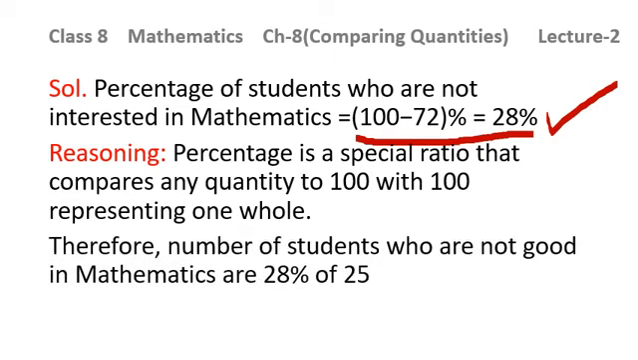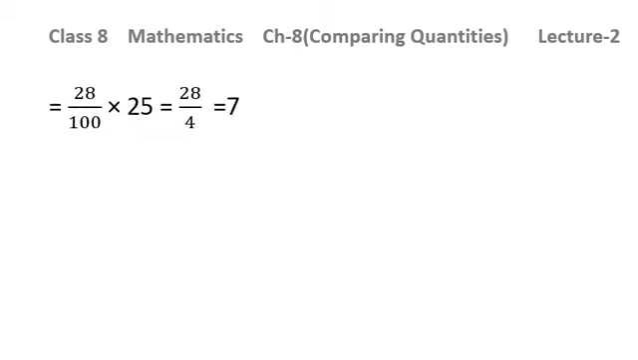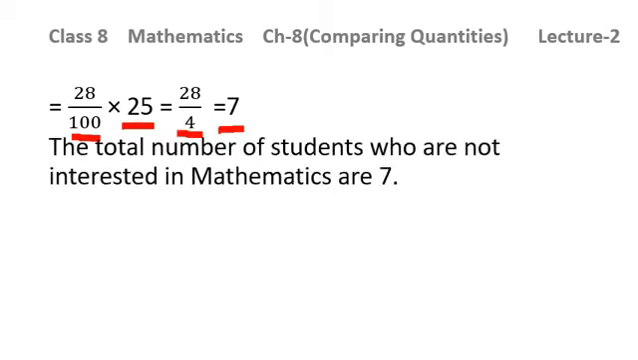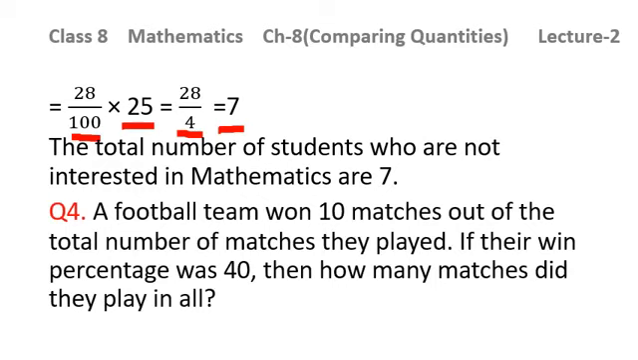Therefore, the number of students who are not good in mathematics will be 28% of 25. So that will be equal to 28 over 100 into 25, and after cancelling 25 over 100 you will be getting 28 over 4. So the answer will be 7. So the total number of students who are not interested in mathematics are 7. Next question is question number 4, that is, a football team won 10 matches.